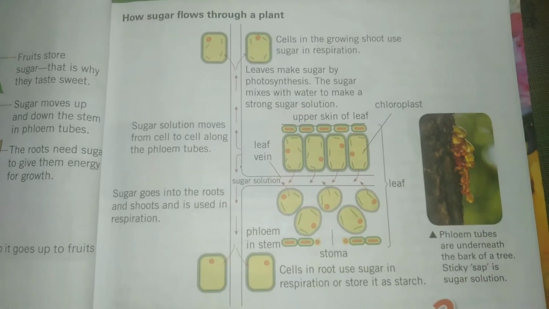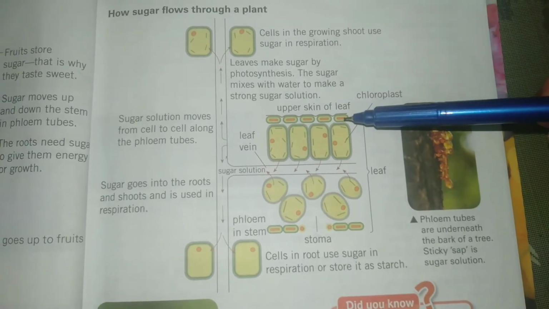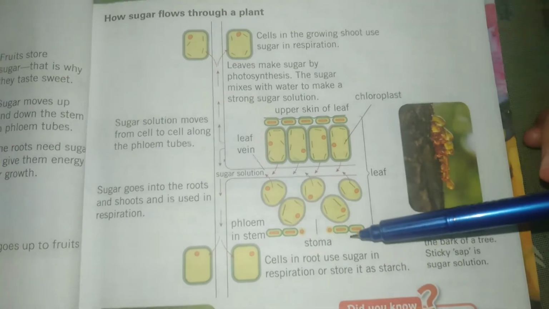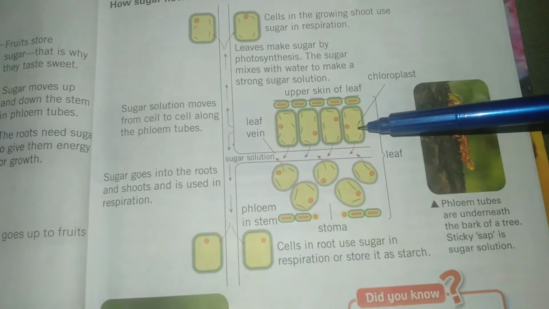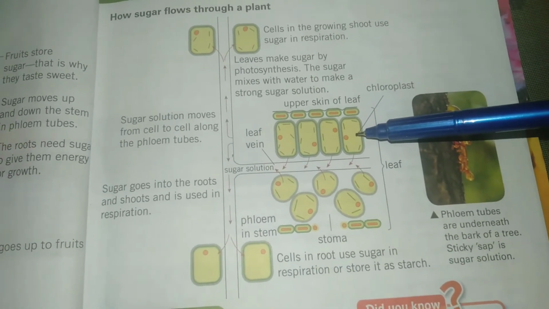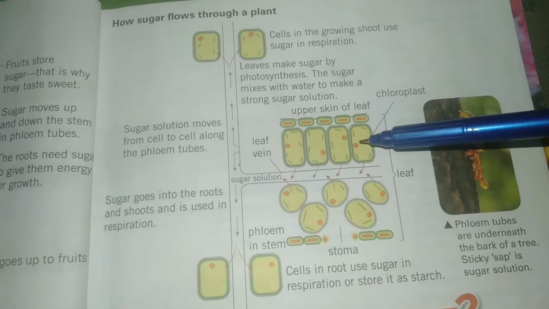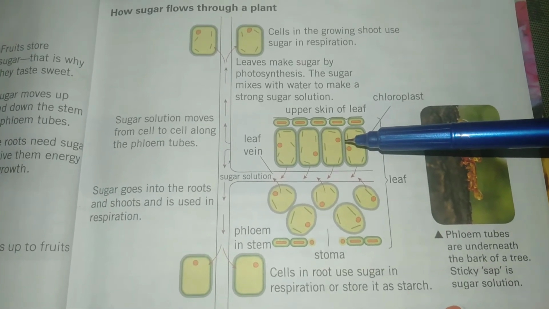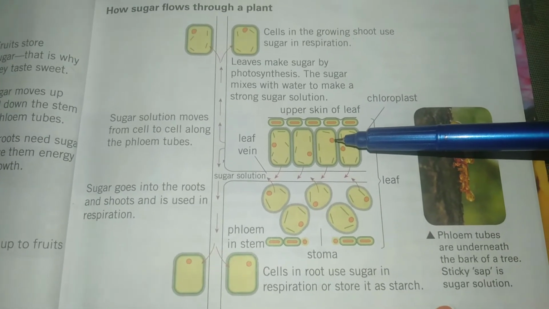Our next topic is how sugar flows through a plant. Beta, this is the leaf, this is the upper epidermis of the leaf, this is the lower epidermis of the leaf, and in between the upper and lower epidermis there are photosynthetic tissues that contain chloroplast, and chloroplast contain chlorophyll, that is a green colored matter, and it absorbs sunlight that is required for the process of photosynthesis. Photo means light and synthesis means to make. This process is known as photosynthesis because it requires chlorophyll and sunlight for the process to go on.